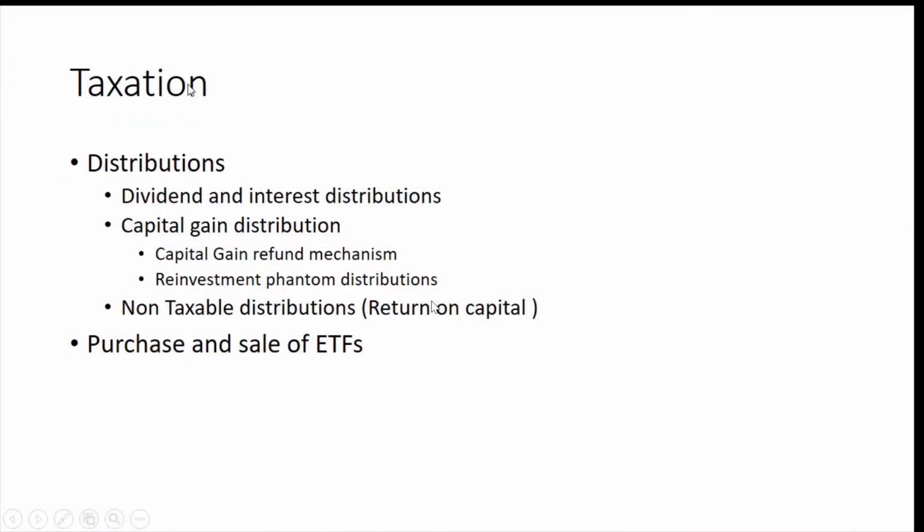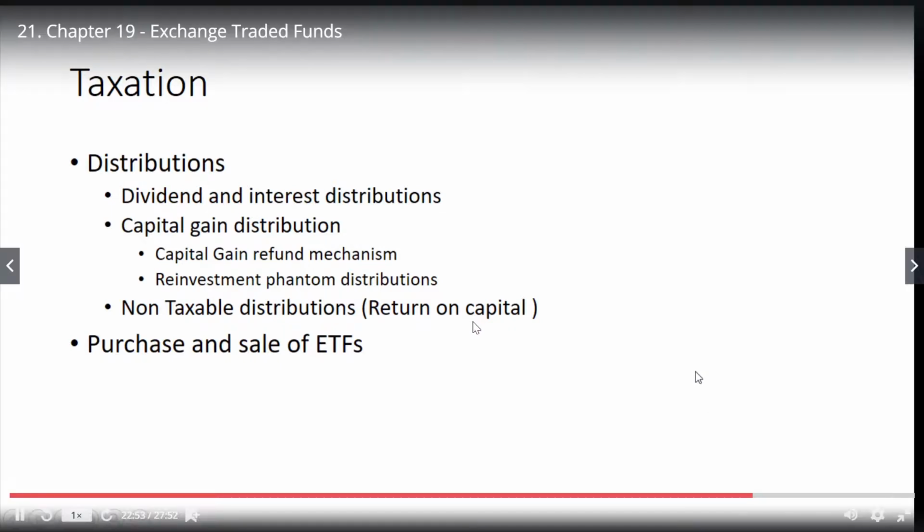Now, taxation of ETFs. Taxation is based on distributions that the fund makes or the purchase and sale of the ETF. When you buy and sell an ETF, either you make a capital gain that you have to pay tax on, where 50% of it is taxed, or you make a capital loss. A capital loss can offset capital gains in the last 3 years. It can offset capital gains in the current year, or you can carry it forward for future offsetting indefinitely.